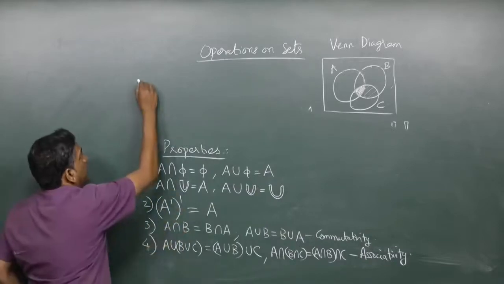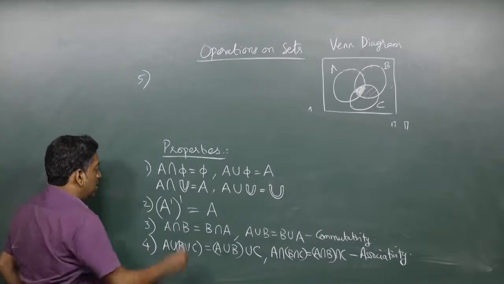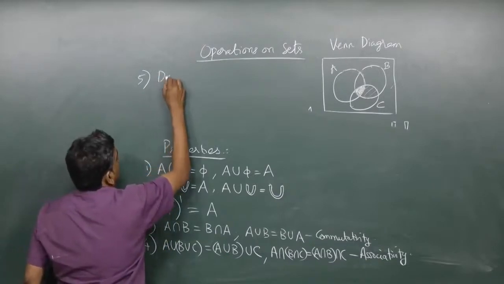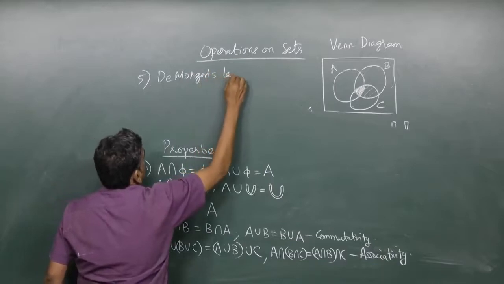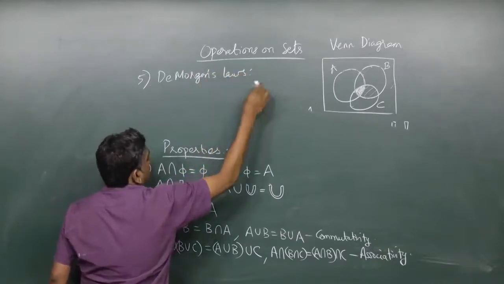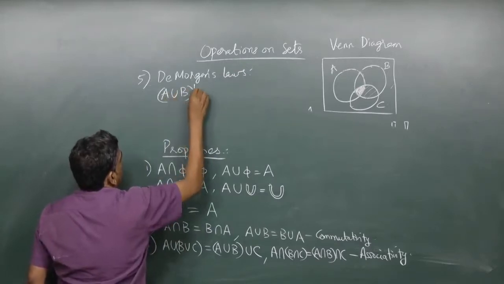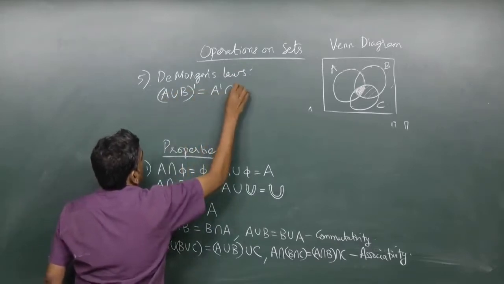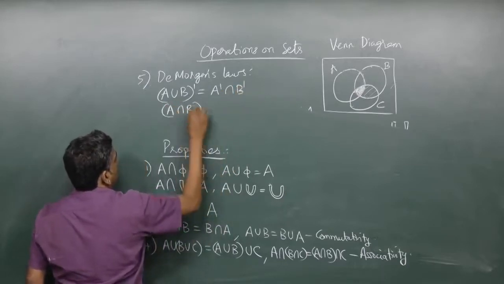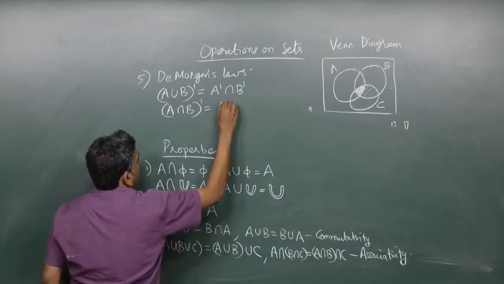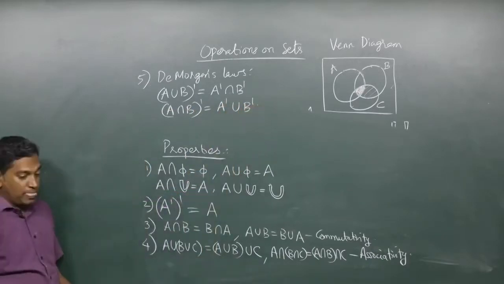Let's list a few more properties. Now we can ask what is... in fact, this next set of laws is called De Morgan's laws. Again, can be proved using the Venn diagram. The complement of A union B will be A complement intersection B complement, and the complement of A intersection B will be A complement union B complement.